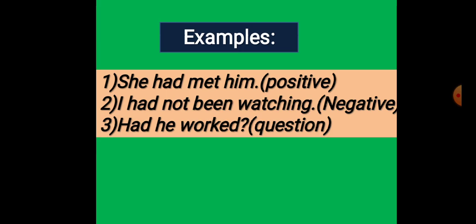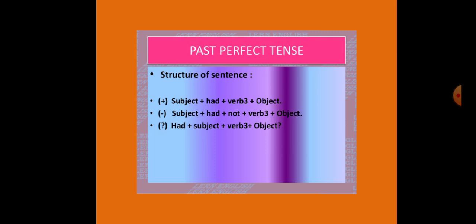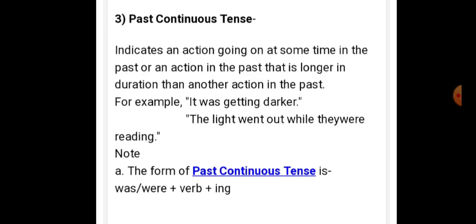Examples: 1. She had met him, positive form. I had not been watching, negative form. Had he worked? This is the question form. And you see the structures of the positive, negative, and question form of past perfect tense. Subject plus had plus verb 3, it means past participle form, plus object. Subject plus had plus not plus verb 3 plus object, and had plus subject plus verb 3 plus object. This is the question form of past perfect tense structure.